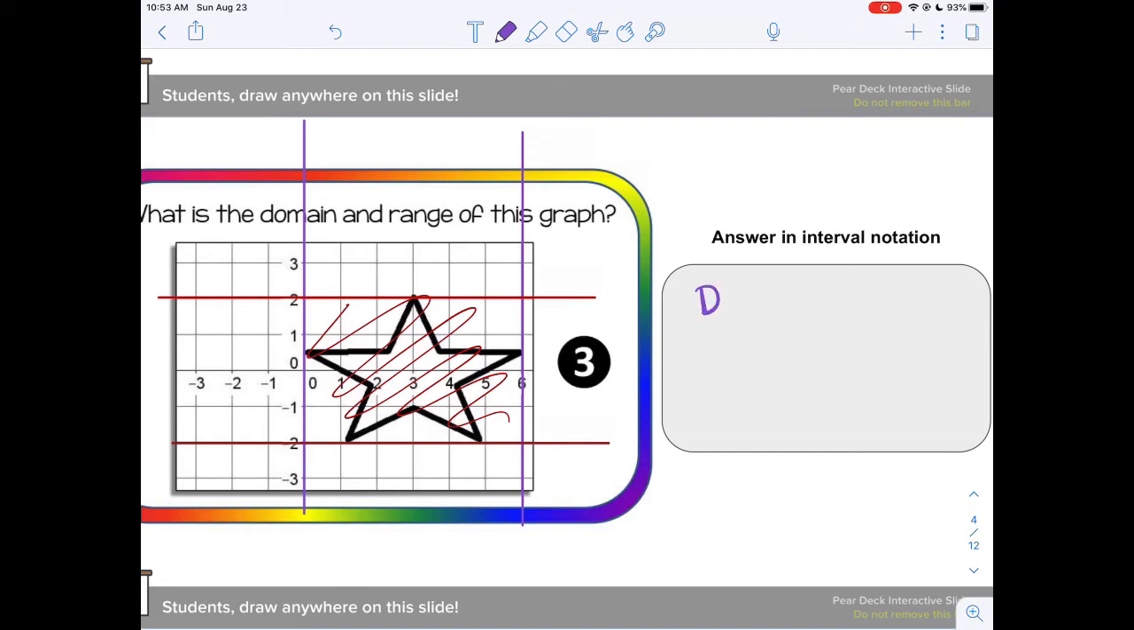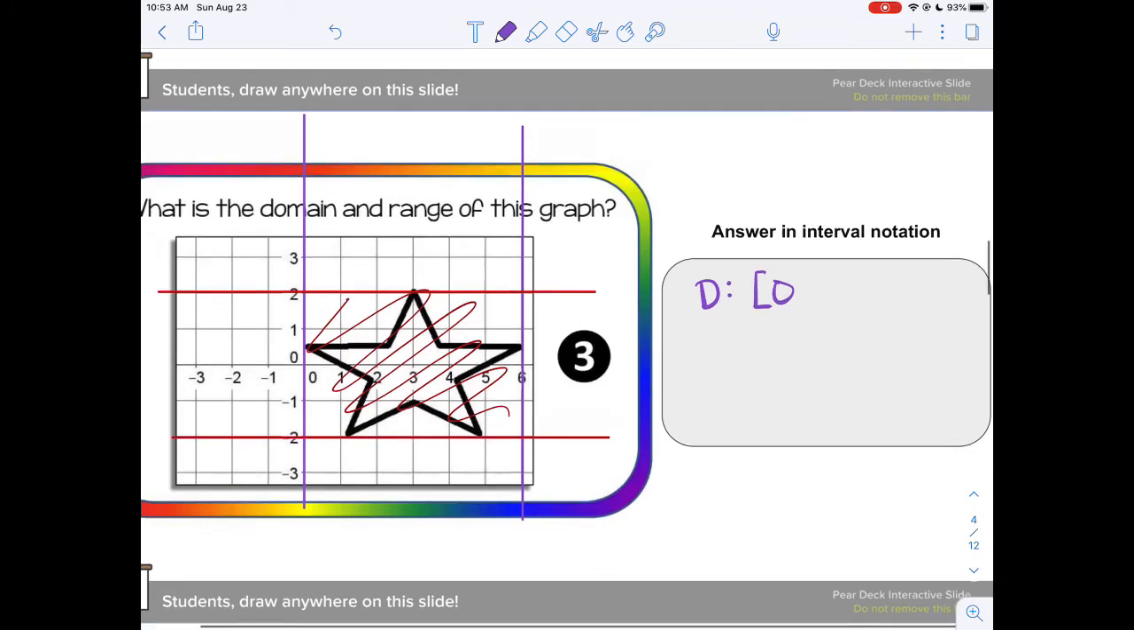So my domain, my smallest point is at 0, and that's an inclusive point because remember we said that if the graph is continuous, it's like having a closed dot. So we start at 0 and we end at 6, both with closed dots.